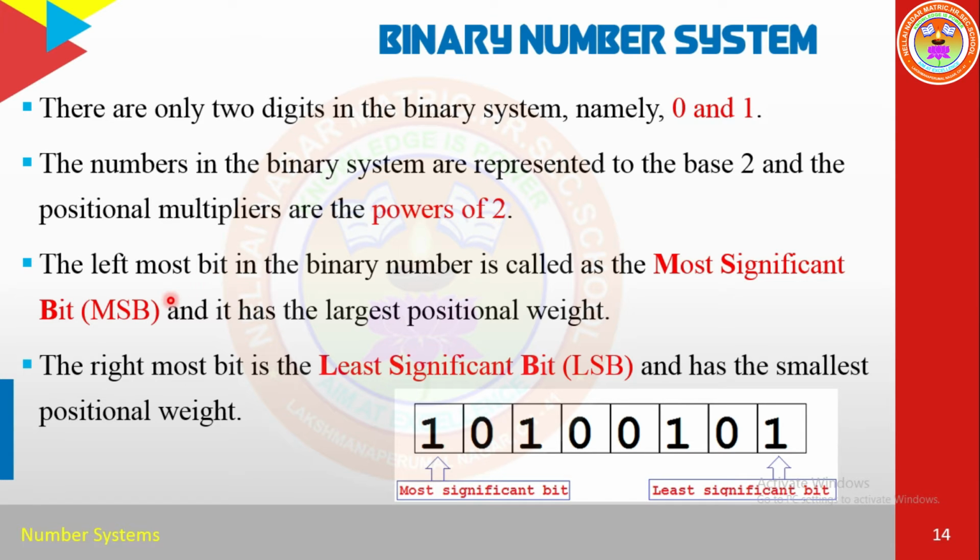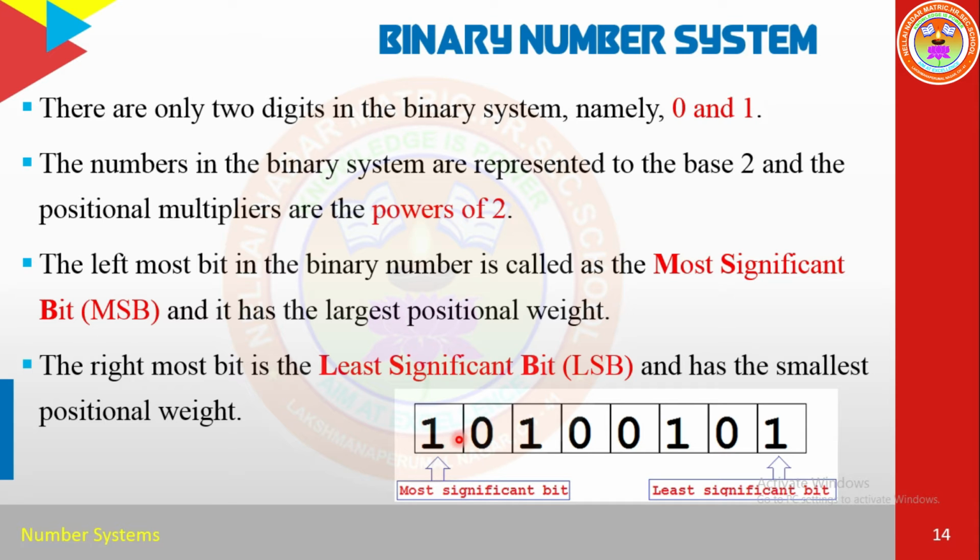Especially in this number system, we have two different positional weights. One is the most significant bit, MSB, and the other one is the least significant bit, LSB. So for this positional weight we have two different options, one is MSB, another one is LSB. MSB is nothing but the most significant bit. It will always be represented on the left side part of the series.